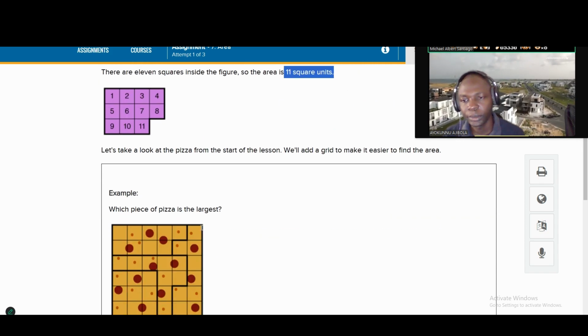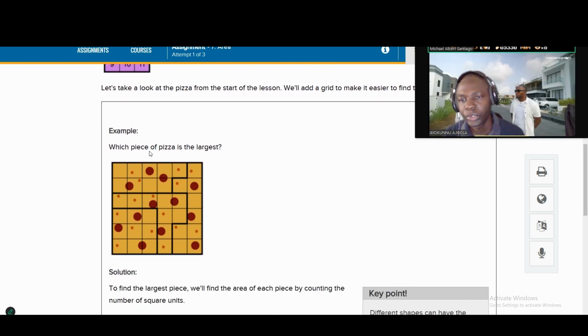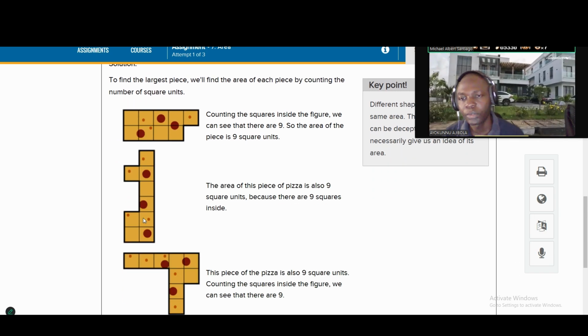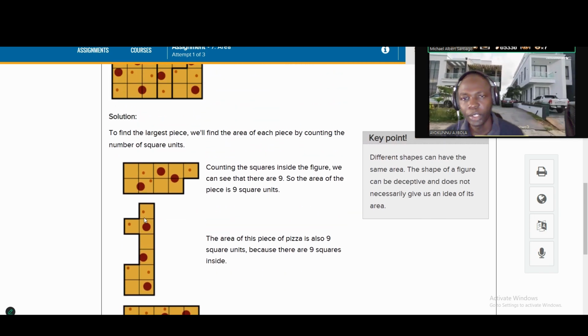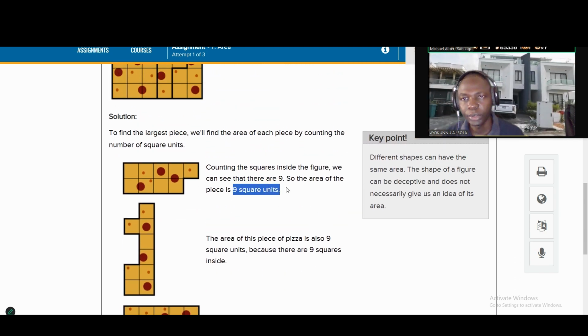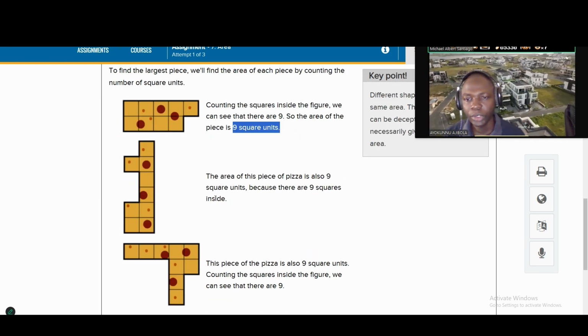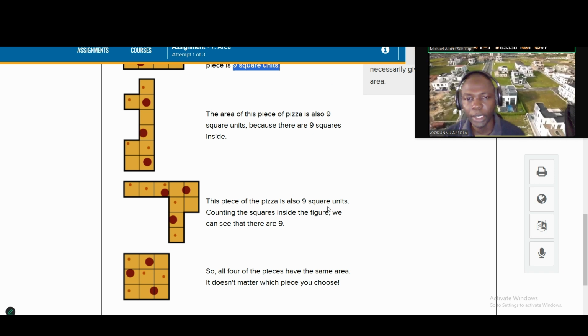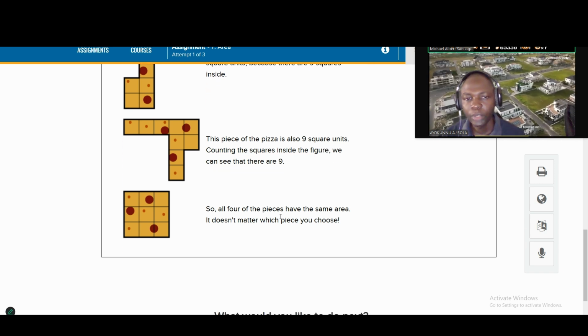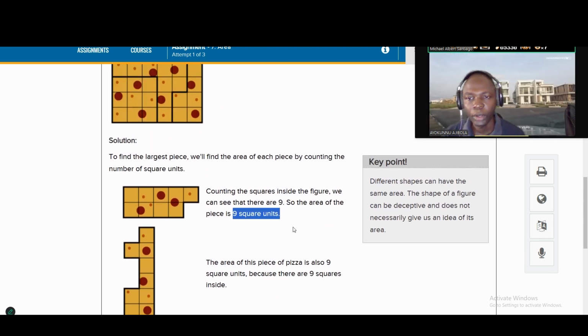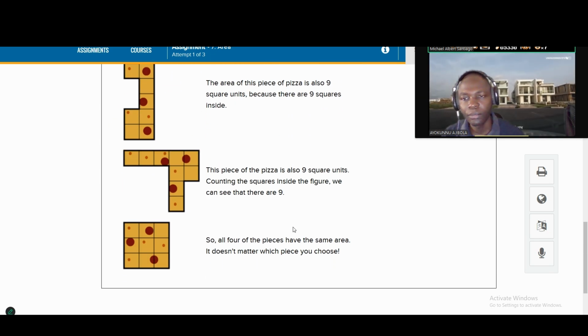Yes. Exactly, good. Another example. Which is the largest pizza area? We need to find the different areas. In the first portion there are 9 square units. In the second portion, there are also 9 square units. In the third one, there are 9 square units. So all four pieces have the same area. It doesn't matter which piece you choose, all of them have the same area.